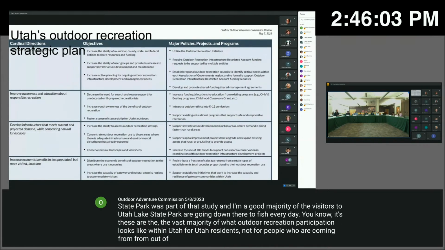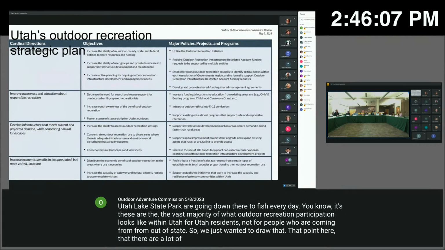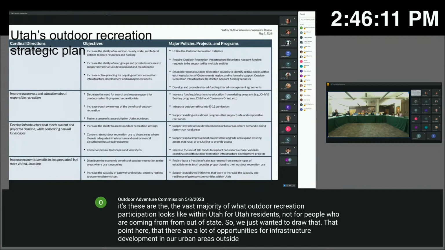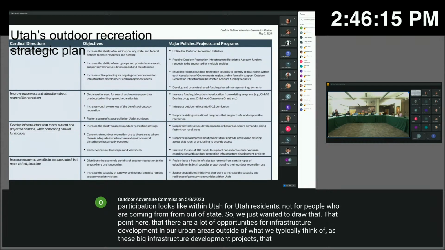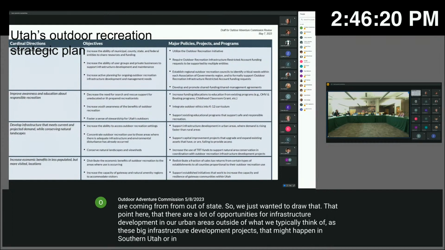So we just wanted to draw that point here that there are a lot of opportunities for infrastructure development in our urban areas outside of what we typically think of as these big infrastructure development projects that might happen in southern Utah or in more rural locations of the state. Mm-hmm. Scott, you had a question?